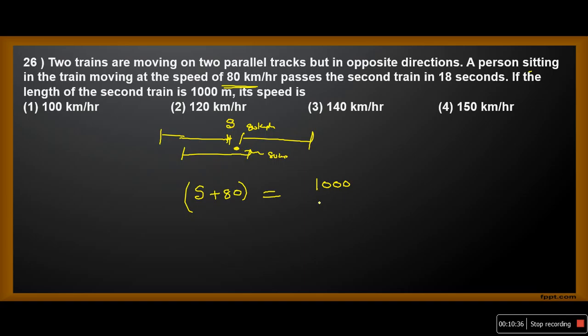What is the time taken? 18 seconds. This is given in kilometer per hour. Let us convert it into meter per second by multiplying by 5 by 18. 18 and 18 will get cancelled. 5 ones are 5, 5 twos are 10, implies s is equal to 120 kmph. So the answer is option 2.